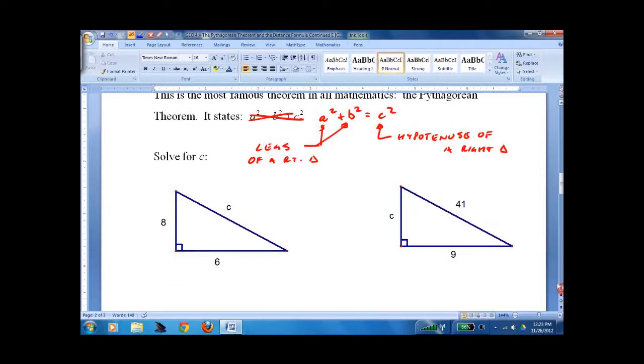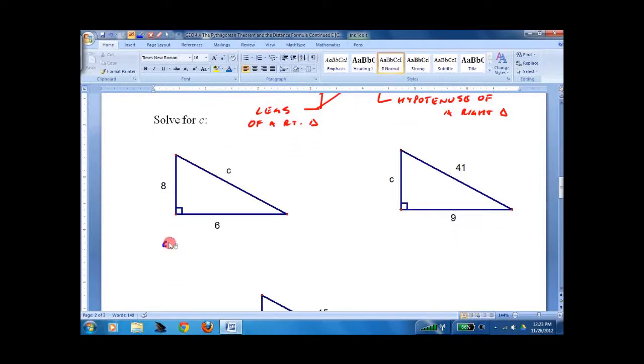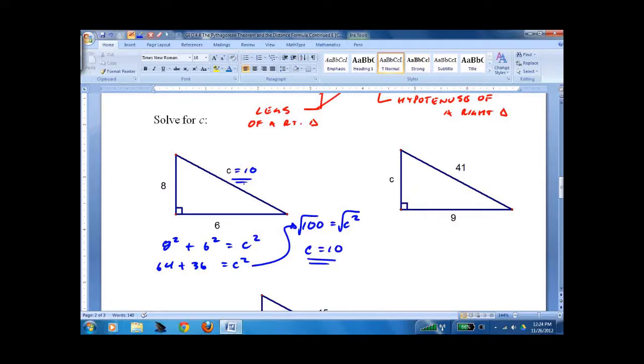Now, the math itself is not that hard. 8 squared plus 6 squared equals c squared. 64 plus 36 equals c squared. 100 equals c squared. Square root of both sides, and since distance has to be positive, we only take the positive value. Same thing over here. C squared plus 9 squared equals 41 squared. Blast out all this math, get all your data done, you'll find that C equals 40. You might want to try that yourself on your own. See if you get that.